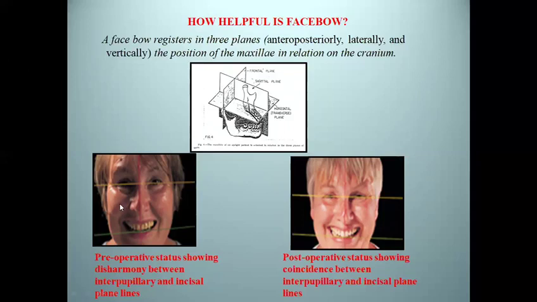So you can see the preoperative status showing disharmony between interpupillary and incisal line planes, but when we record all the planes properly using the face bow, you can see the postoperative status showing coincidence between the interpupillary and the incisal plane lines. So here we can see the difference, how a face bow helps in rehabilitation. The planes are properly recorded, the spatial relationship is properly recorded. So this is how it helps.